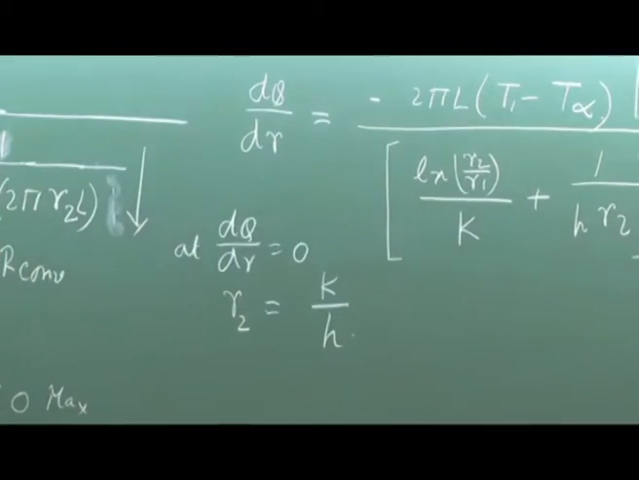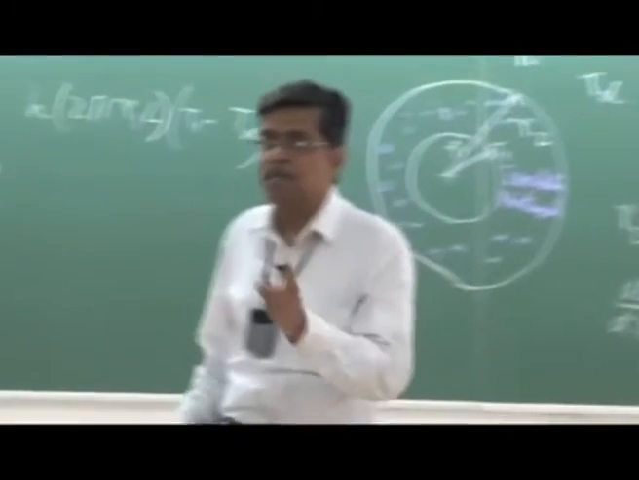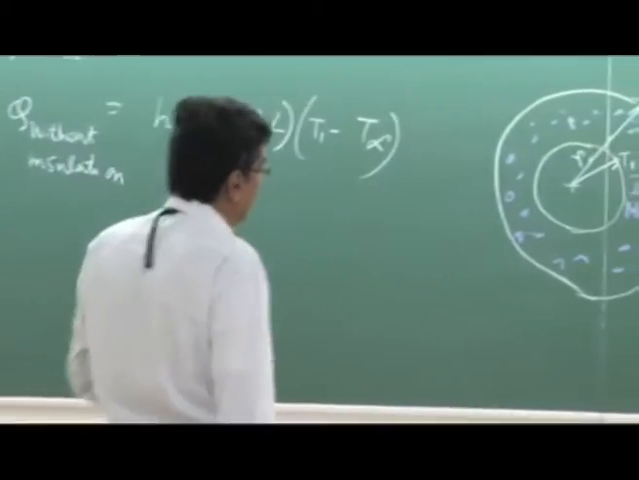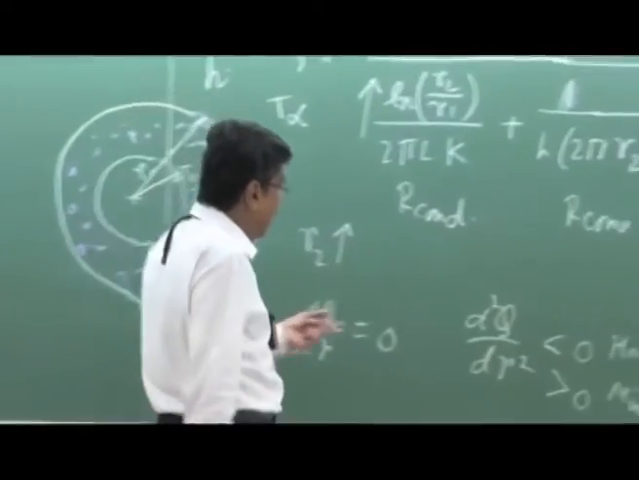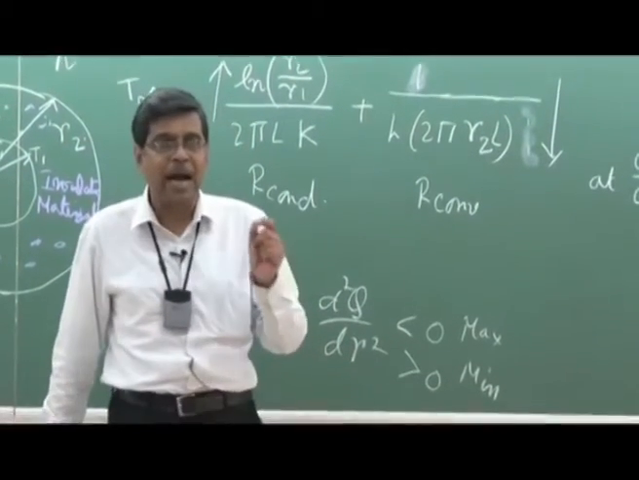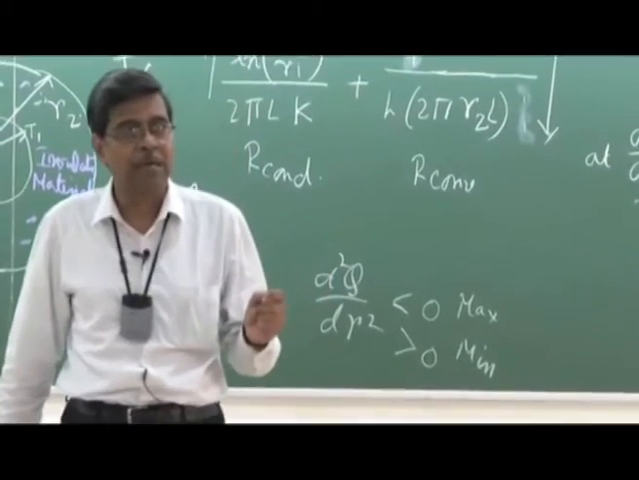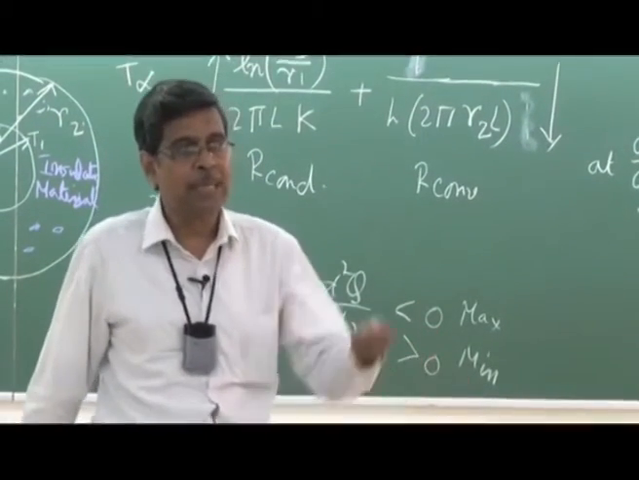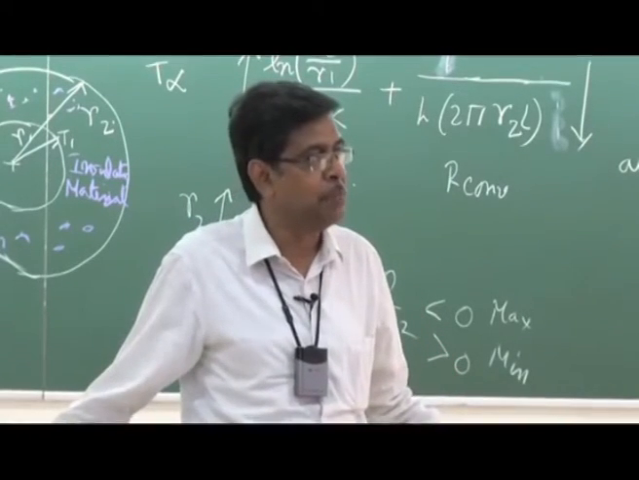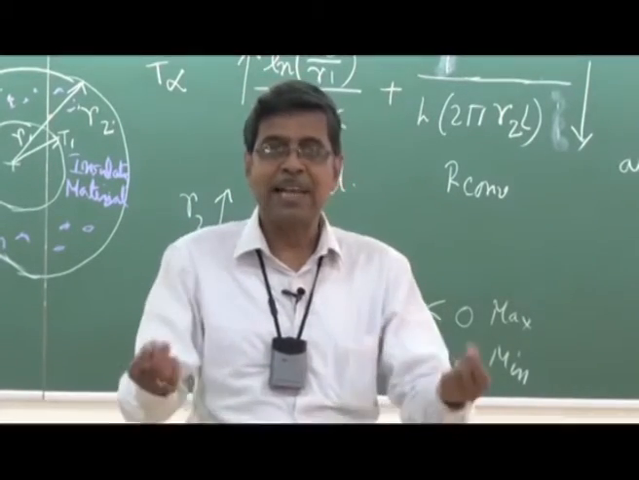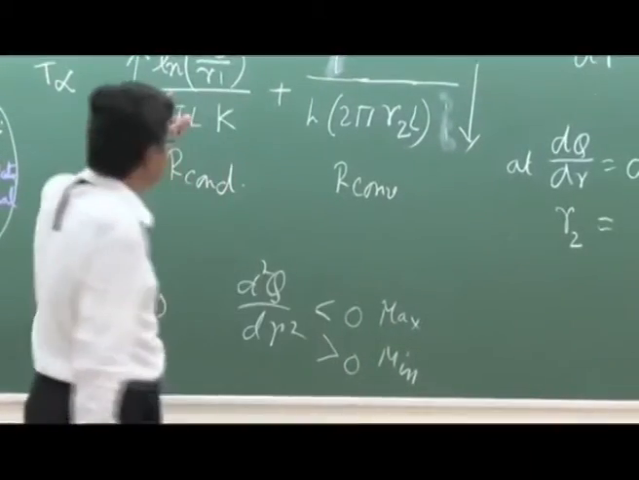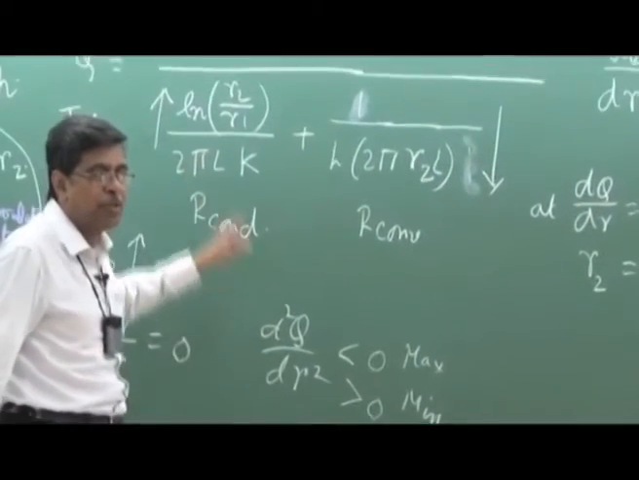That means k by h is the value where Q attains an extremum. If you take the second derivative and R2 is greater than R1, you can prove, and that is left to you, that d²Q/dR2² is always negative. That is a task for you: d²Q/dR2² for this function is always negative if R2 is greater than R1.